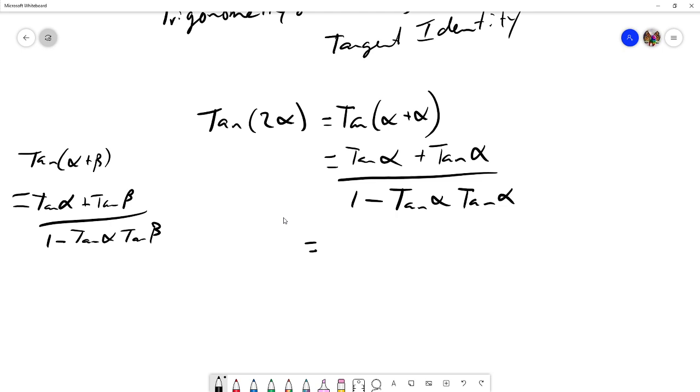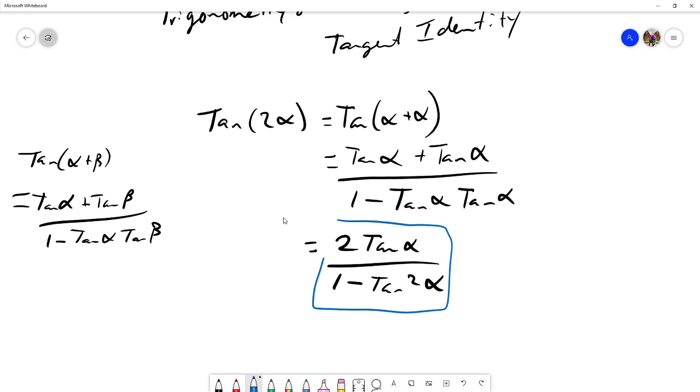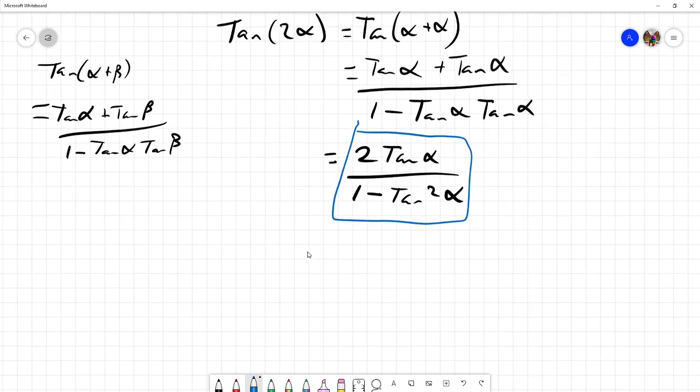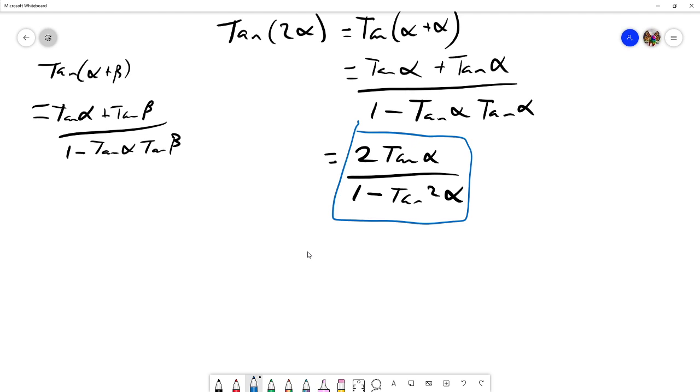So in the numerator we have tangent alpha plus tangent alpha, that's 2 tangent alpha, and in the denominator we have tangent times tangent, so that's 1 minus tangent squared alpha. This was another fairly straightforward derivation. And actually, it turns out we can think of this in terms of cotangents if we so wanted to.